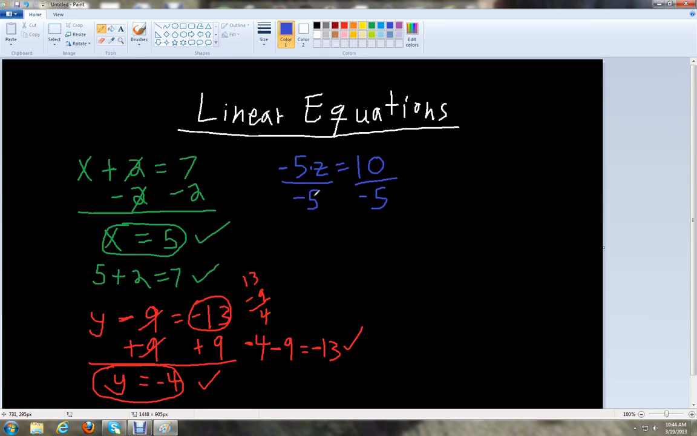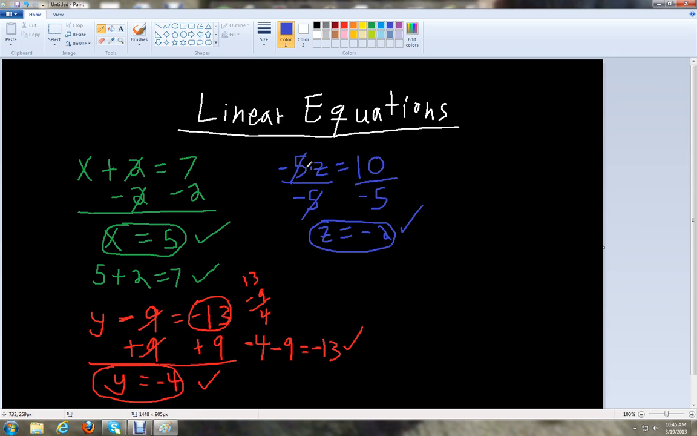So the negative 5 divided by negative 5 is 1, so those will cancel. And then we're just left with z. 1 times z is just z. And then that equals 10 divided by negative 5, which is negative 2, because a positive divided by a negative is negative. So if the signs are opposite, your answer will be negative if you're multiplying or dividing. So z equals negative 2.